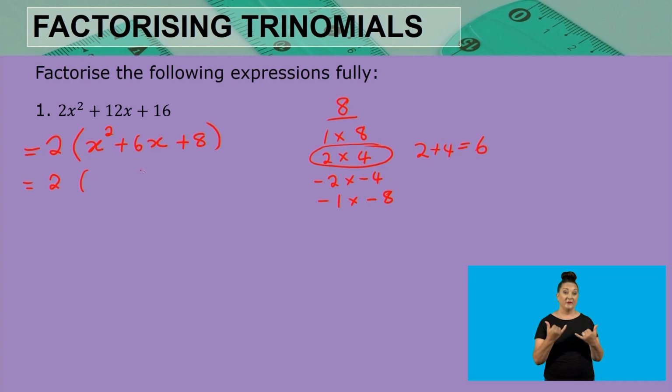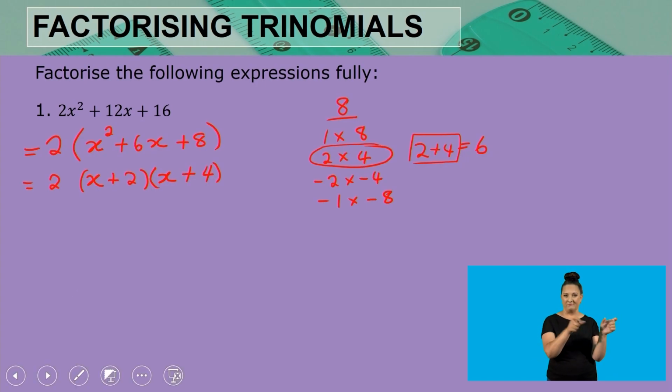So, when we look at that, remember we open two brackets. We place x in each of the brackets. Then we are going to take the numbers that we chose, the pair of factors that we chose, and we are going to place them in our brackets. That was a positive 2 with a positive 4. And we have factorized that trinomial. Let's look at a second example.